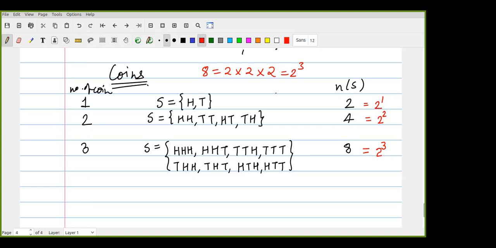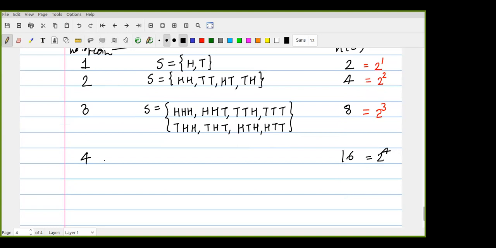When we have one coin, sample points are 2 power 1. When we have two coins, sample points are 2 power 2. When we have three coins, sample points are 2 power 3. Yes or no? Now, if we have four coins, how many sample points will be there? 2 power 4, that is 16, right? If we have five coins, it will be 32, which is 2 power 5. Is the idea clear?